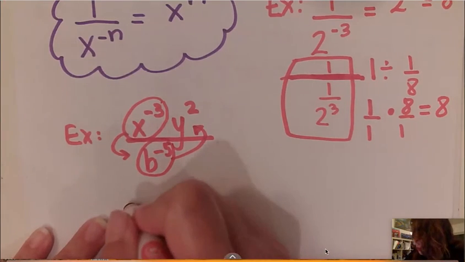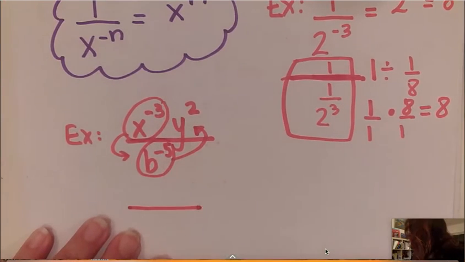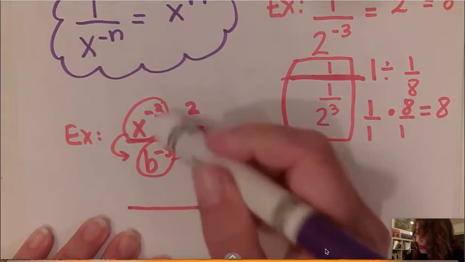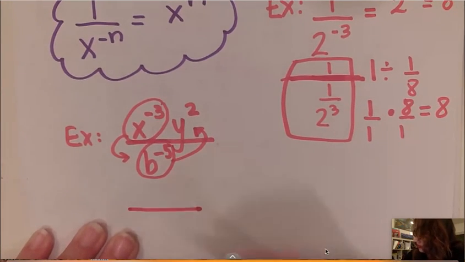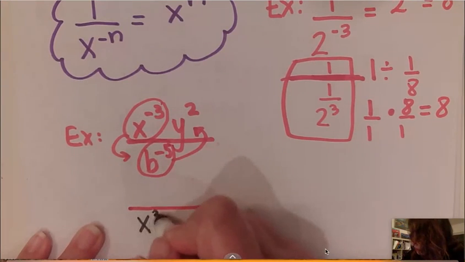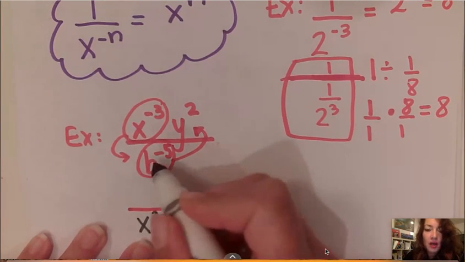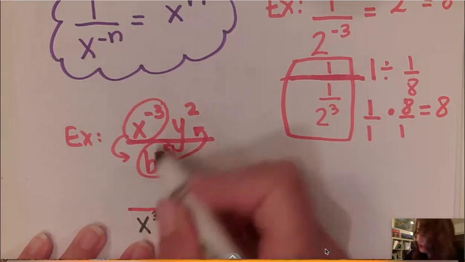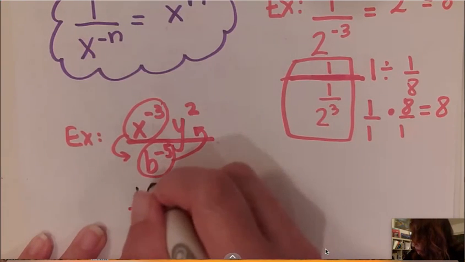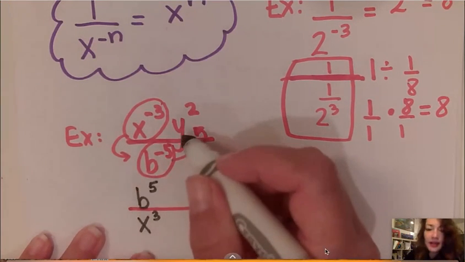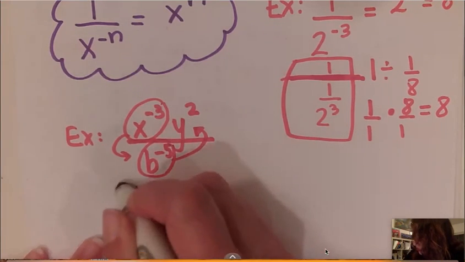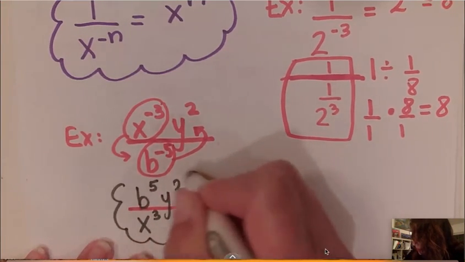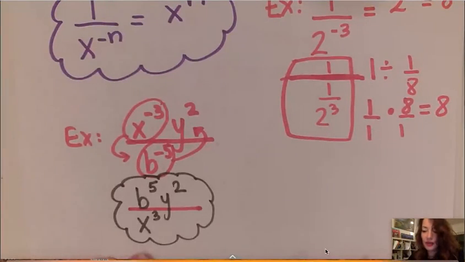So I'm going to go ahead and just write my division sign here. And I'm going to bring this x to the negative 3 to the denominator. So I'll have x to the positive 3 here. I will bring this one, b to the negative 5, to the top. So it will be positive 5. And I will keep the y squared here. So basically, that's how we work with negative exponents.